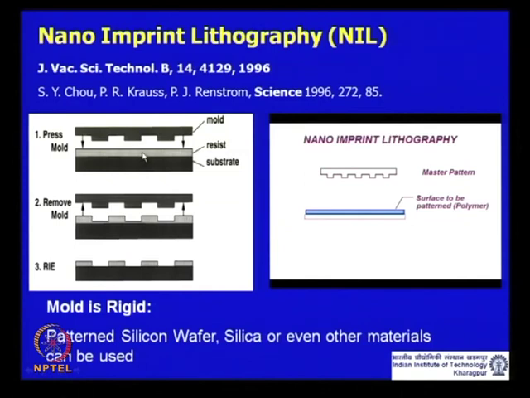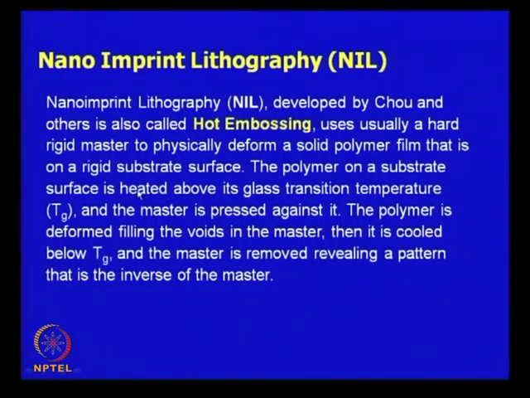You take a thermoplastic layer, you heat it up beyond its glass transition temperature so that it becomes soft. You have a mold or a master which you bring in, press, and the liquid polymer fills up. These are referred to as the voids or the valleys on the stamp or the mold surface, and you get a negative replica of the stamp pattern on the film surface.